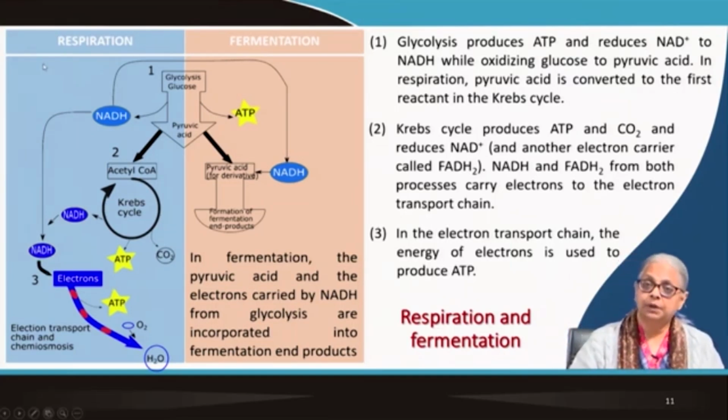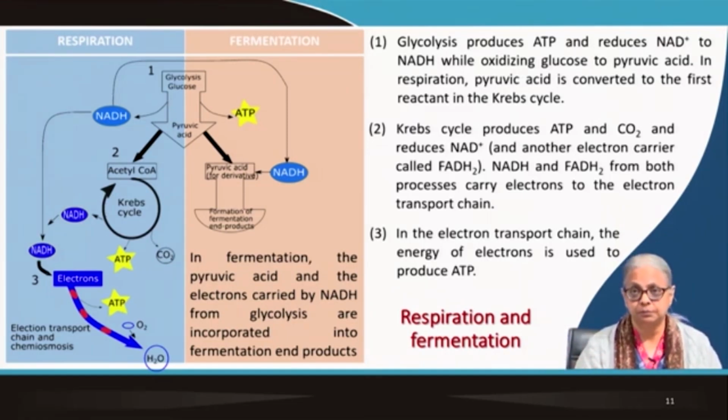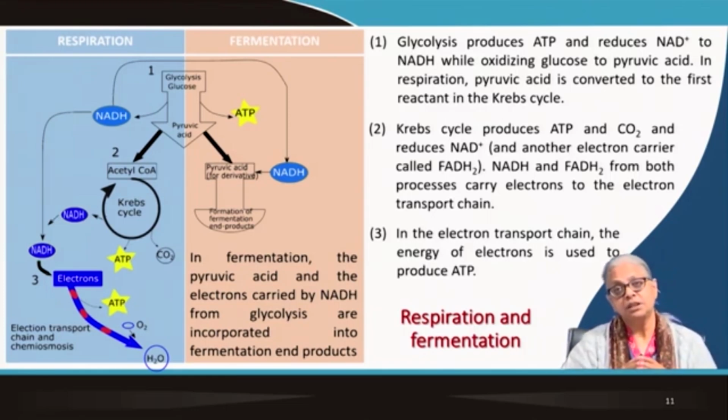So you have pyruvic acid. Now if pyruvic acid is directly converted to fermentation products, in fermentation what happens is that there is no external electron acceptor. So if you remember the glucose plus oxygen going to CO2 and water, there our electron donor is glucose, electron acceptor is oxygen, and CO2 and water are the end products.